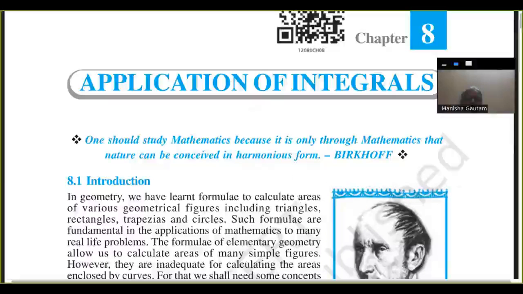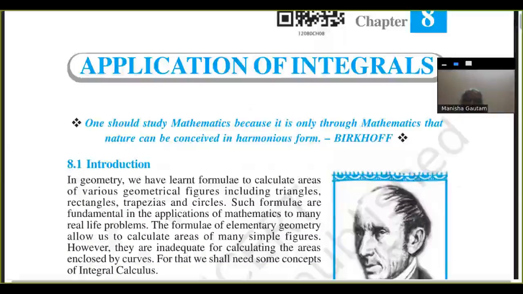The formulae of elementary geometry allow us to calculate area of many simple figures. However, they are inadequate for calculating the areas enclosed by curves. For that, we shall need some concept of integral calculus. It means we will use the concept of integration and find the area enclosed by figures or area under the given curves. This is the application of chapter 7.